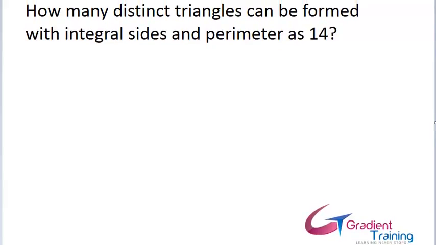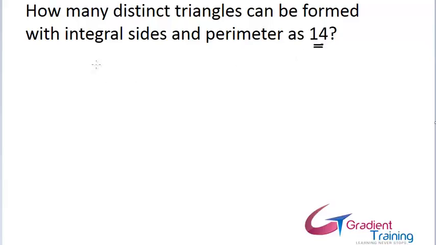So in this question we have to find out how many distinct triangles can be formed with integral sides and perimeter equal to 14. Now integral sides means the measure of the length of the side should be an integer, should be a natural number, of that triangle. But perimeter is fixed at 14.